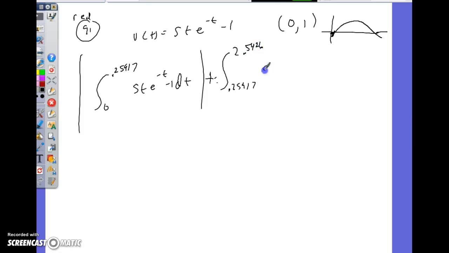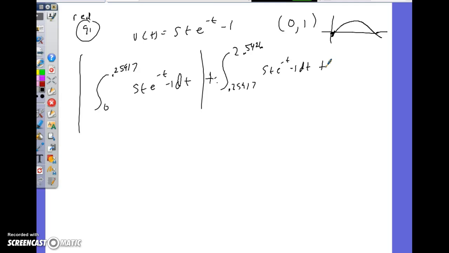To 2.5426 of 5t e to the negative t minus 1 dt. It's e to the negative t. Okay, I must have said it wrong. Plus, I don't have to take the absolute value of that one because it's the positive area, but if I do it won't hurt anything. It only goes to 4. I'm going to double check to make sure it was 0 before 4. I don't think so, no. My thing says no.